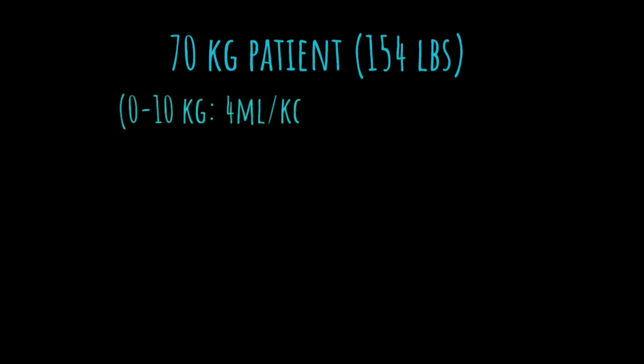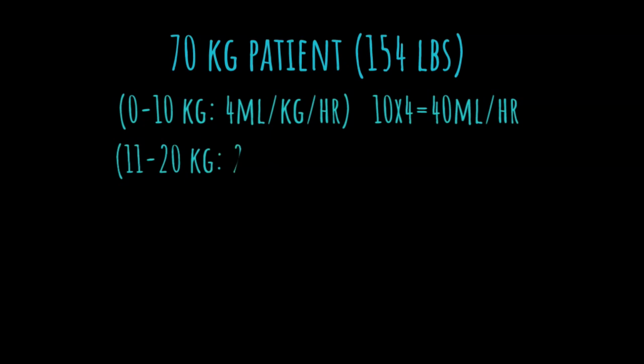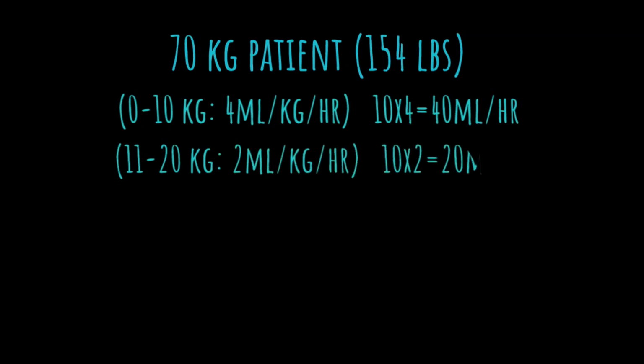So let's look at an example with a 70 kilogram patient, which equates to 154 pounds. For the first 10 kilograms, we're giving 4 milliliters per kilogram per hour, which if we multiply this, gives us 40 milliliters an hour. For the next 10 kilograms, we give 2 milliliters per kilogram per hour, which results in 20 milliliters per hour.